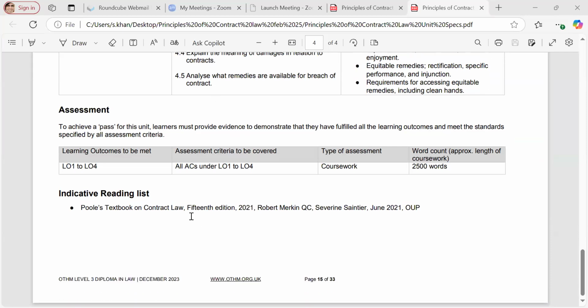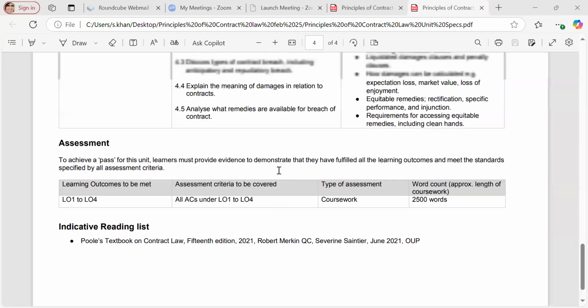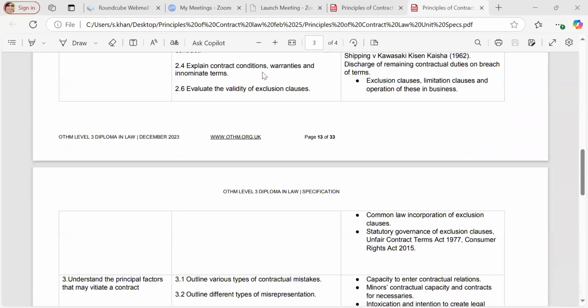Then some of the reading list indicative content is just here that you could go and have a look at. There may be ebooks available on Moodle for you as well. This module specification is available on Moodle for you to have a look at, and any additional resources. I'm just going to give you a quick overview of the assignment as well, just to show you how it looks.